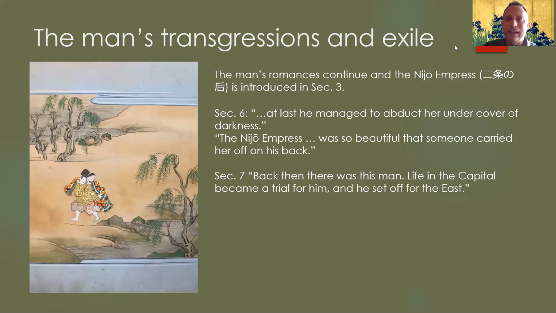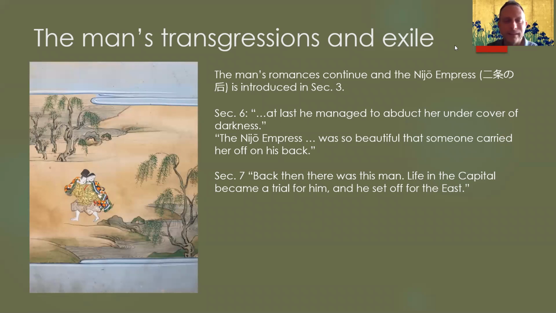Well, if you read carefully, we could see that the story is written in 2 parts. The first part is like writing about a fictional character, and then after that, it describes that it's actually a story about the Nijo Empress, who was so beautiful that someone carried her off on his back.